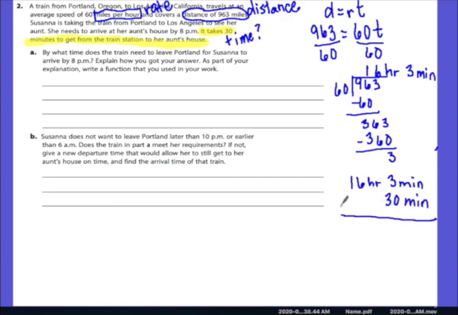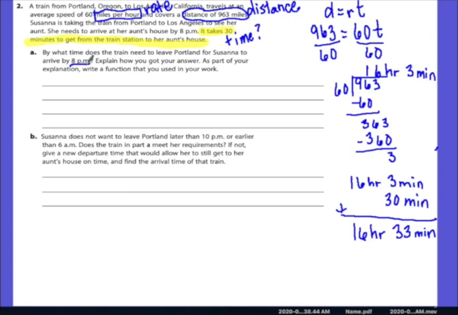So the total travel time is going to be 16 hours and 33 minutes. Now I'd have to think about how I'm going to go from 16 hours and 33 minutes to figure out what time I need to leave. Well, I need to go back in time from 8 p.m., back 16 hours and 33 minutes to determine what time I should leave by.